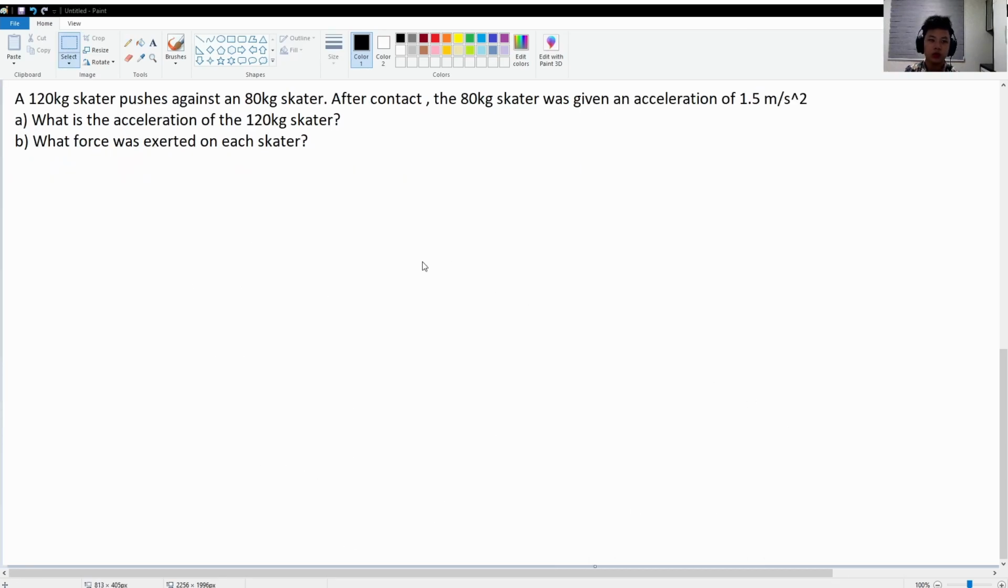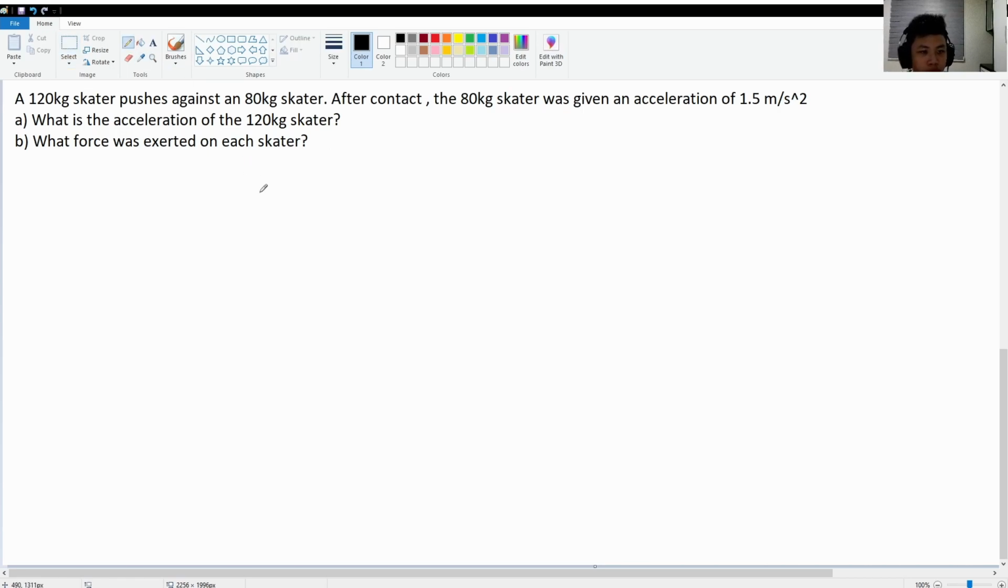So now I'm going to explain this. A 120 kilogram skater pushes against an 80 kilogram skater. After contact, the 80 kilogram skater was given an acceleration of 1.5 meters per second squared. So A, what is the acceleration of the 120 kilogram skater?